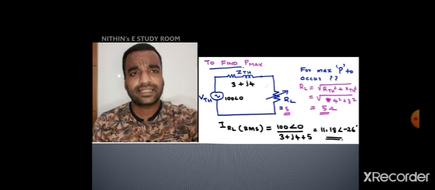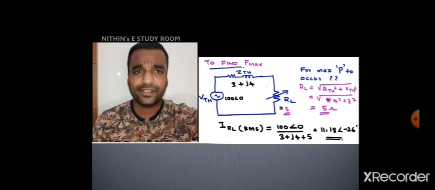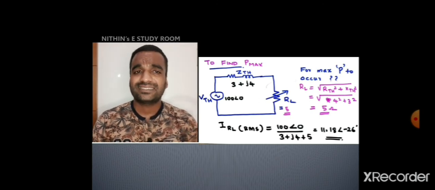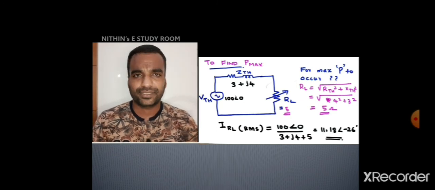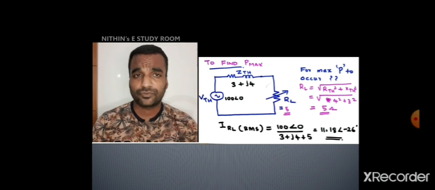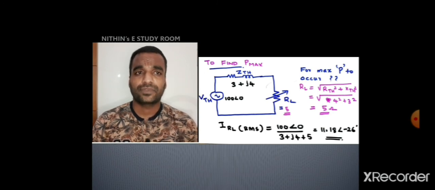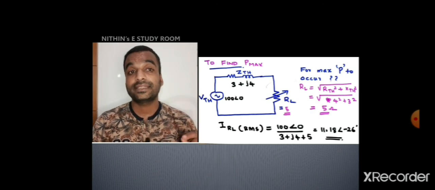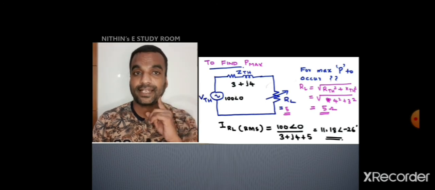In this case, VThevenin is not given in the form of a sine wave. It is just a value like 230 volts, so you can understand it is the RMS value. As the voltage is an RMS value, you don't need any extra calculation. Just divide the RMS value of the voltage by the total impedance of the path. That is 100 angle 0 divided by 3 plus j4 plus 5, which equals 11.18 angle minus 26. That is the current passing through resistance RL, and that is the RMS value.